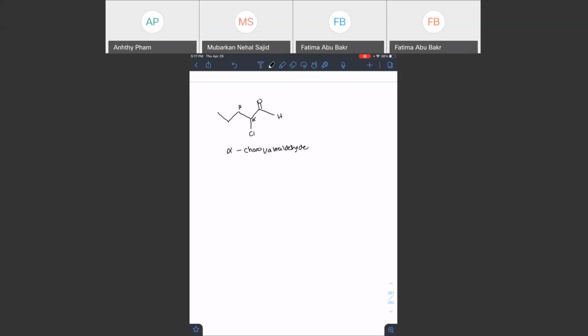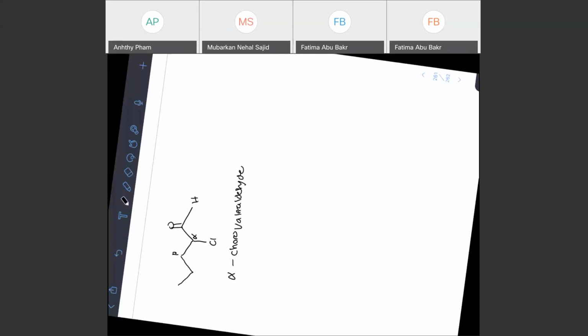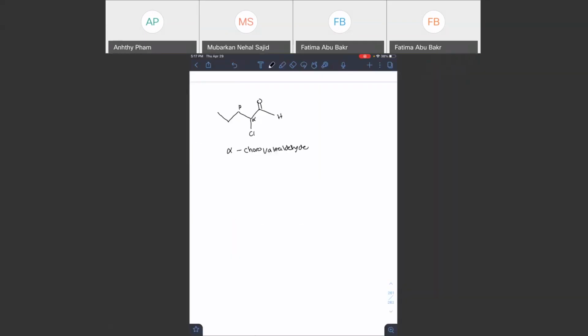But anyways, apparently the alpha carbon tends to be acidic, which is going to be really important for doing our reactions from here on.